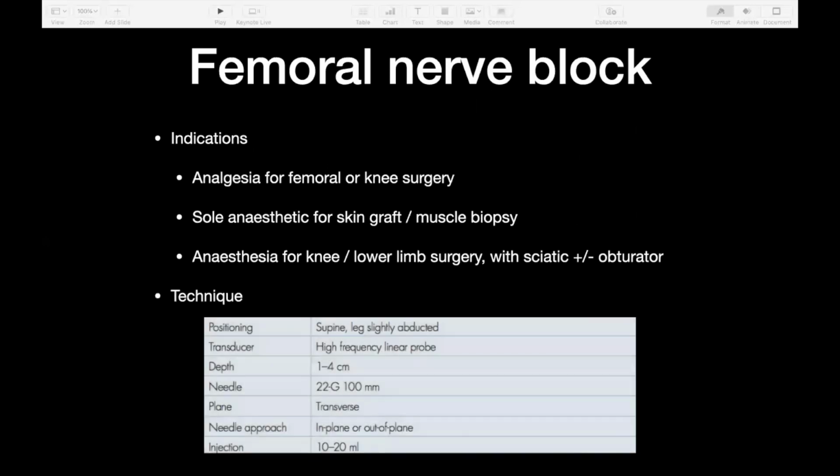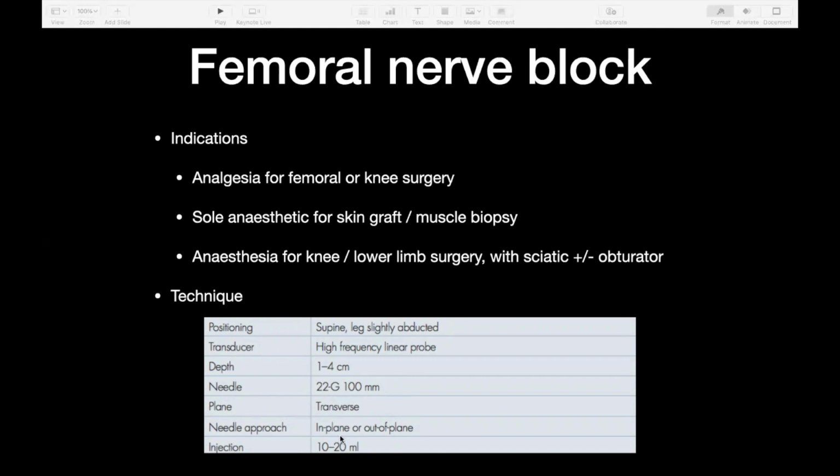Technique would include having the patient lying supine with their leg slightly abducted. We're going to want to use the high frequency linear probe. The depth is going to be only 2 or 3 centimeters probably. It recommends here to use a 100mm needle. I think that's probably a bit much for a femoral nerve block. You probably won't need that length, so maybe an 80mm block needle might be more appropriate.